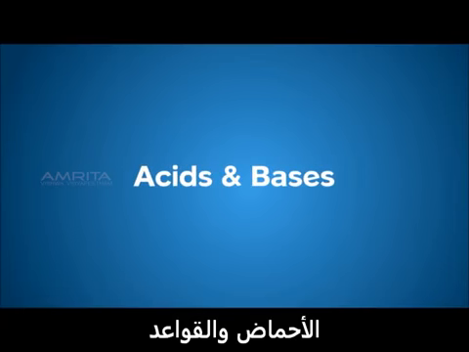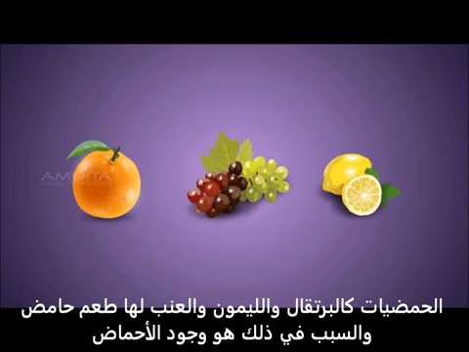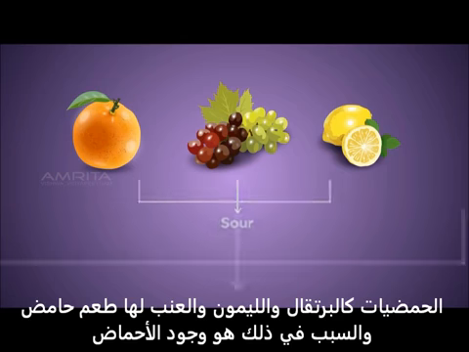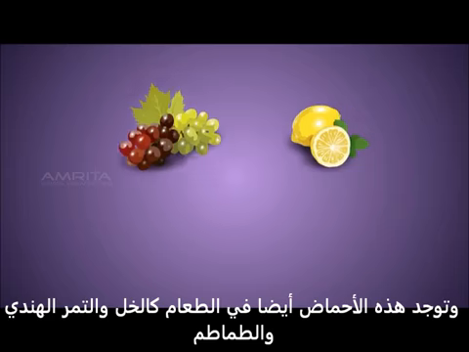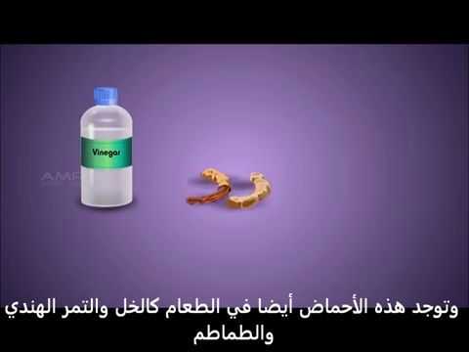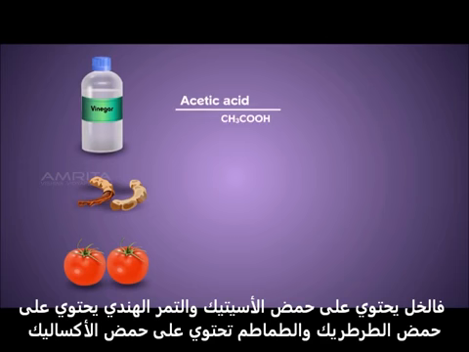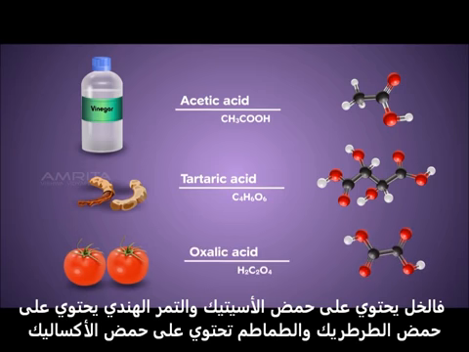Acids and bases. Citrus fruits such as oranges, lemons, and grapes are sour. These fruits taste sour due to the presence of acids. These acids are also found in foods such as vinegar, tamarind, and tomatoes. For example, vinegar contains acetic acid, tamarind contains tartaric acid, and tomatoes contain oxalic acid.